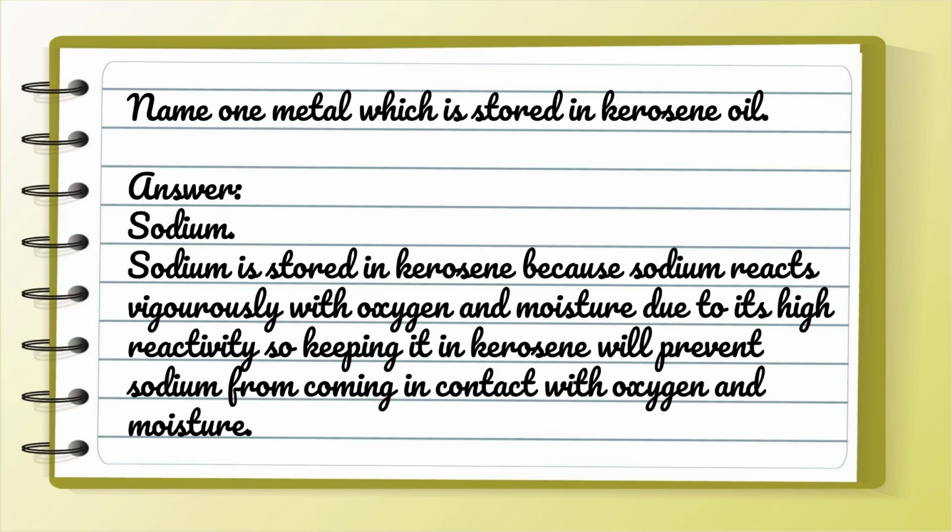Name one metal which is stored in kerosene oil. Answer. Sodium. Sodium is stored in kerosene because sodium reacts vigorously with oxygen and moisture due to its high reactivity, so keeping it in kerosene will prevent sodium from coming in contact with oxygen and moisture.